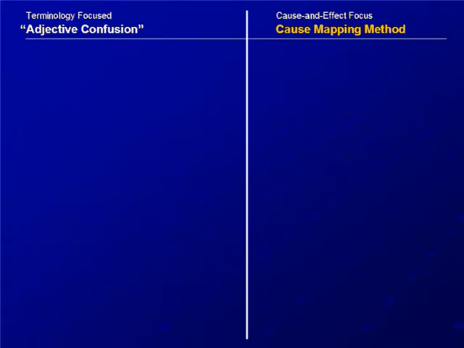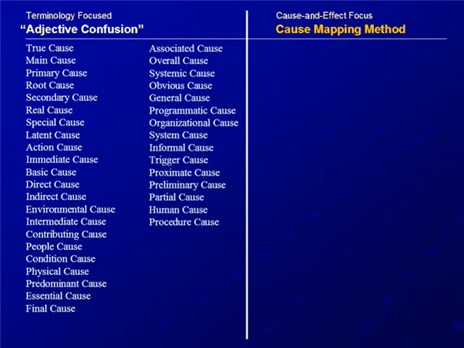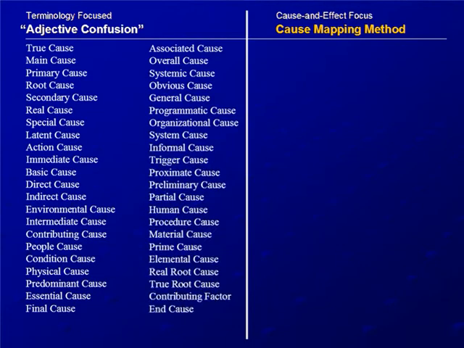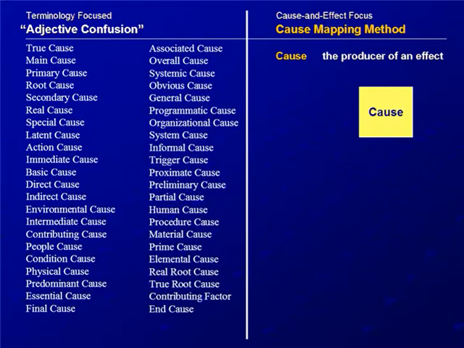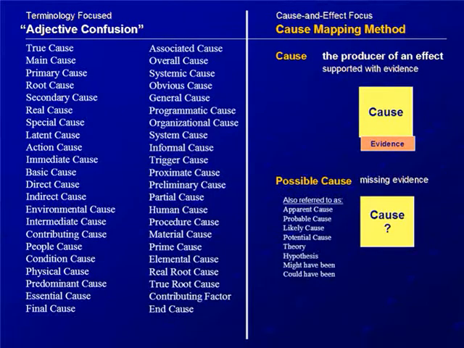This focus on terminology that so many companies use has created this kind of language: true cause, main cause, primary cause, and we have a pretty good list here that we hear organizations using all the time. The word in the dictionary is cause. A cause is the producer of an effect. You validate causes with evidence, and you can put the evidence directly on the cause. When you're not sure whether or not something actually did occur, that means you're missing evidence. That's what a possible cause is. That's why it has a question mark on it, because at this point we're not sure. That's why people use the term apparent cause or theory or likely cause or might have been this, because they're just not sure. They don't have the evidence yet.